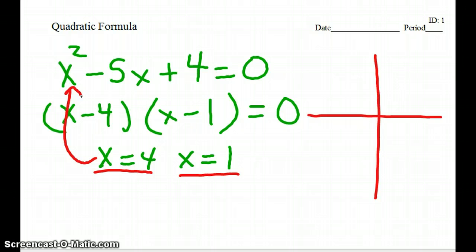If I have x equal 4, that means if I plug in 4 in here, I'll get a 0. So 1, 2, 3, 4, I'll get a 0. And if I put in a 1 into my equation, I'll also get a 0.